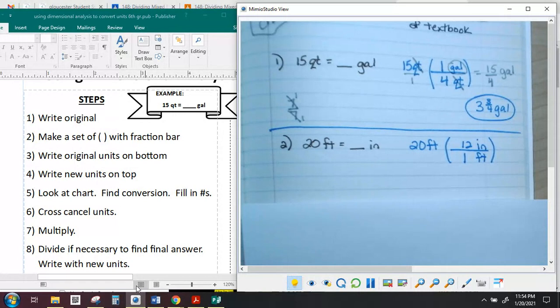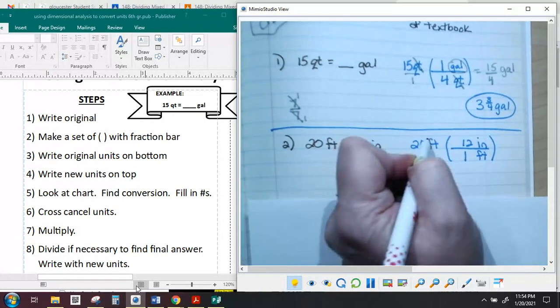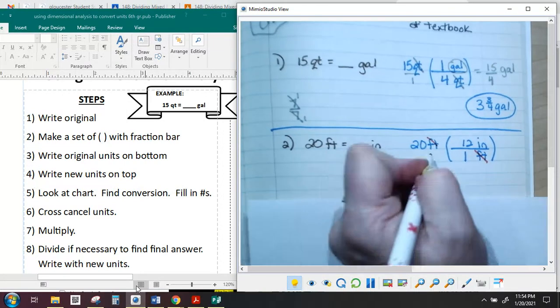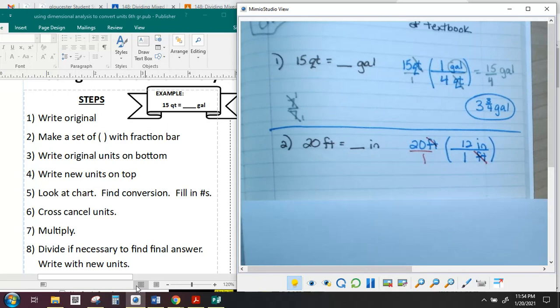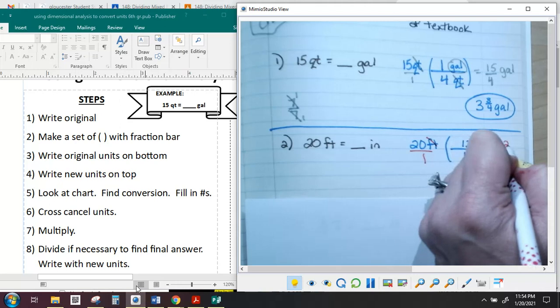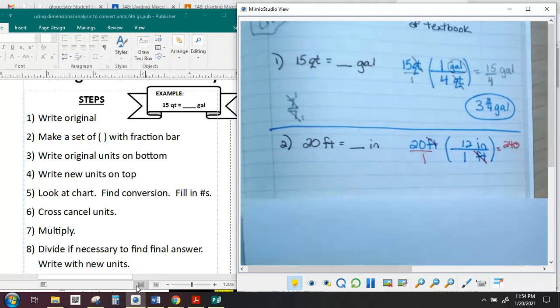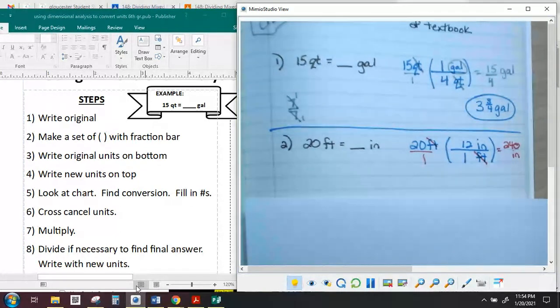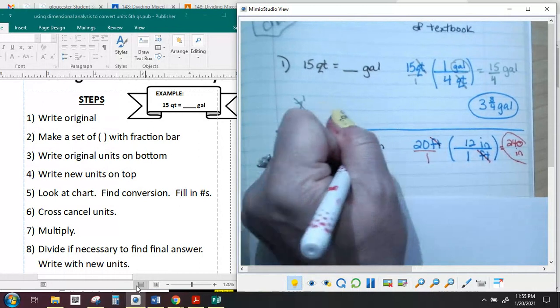Okay, step 6, cross cancel units. So I see I've got feet and feet. Cross them off, I'm done. There's also a 1 here if we need it, just like a fraction. Step 7, multiply. 20 times 12. Well, let's see, 12 times 2 would be 24, and then add that 0 on like I multiplied by 10. 1 times 1 is 1, and my leftover label was inches. So 20 feet equals 240 inches. In this case, my answer was right there because I didn't get a fraction for my answer. All right, 240 inches.